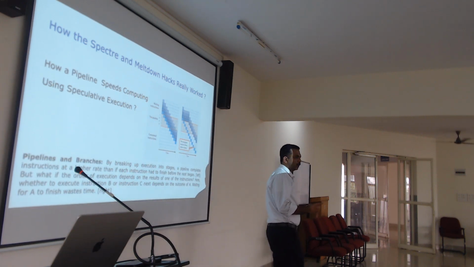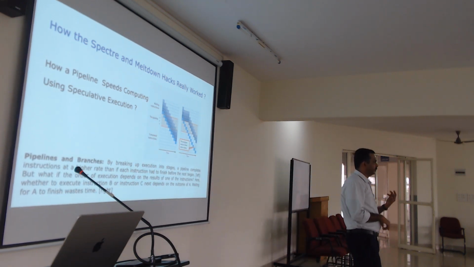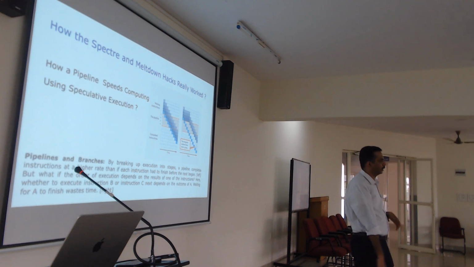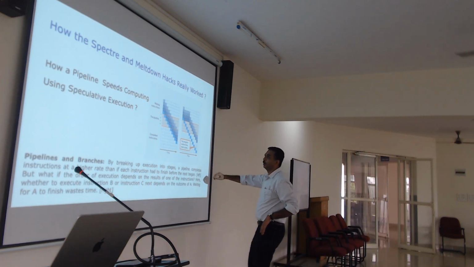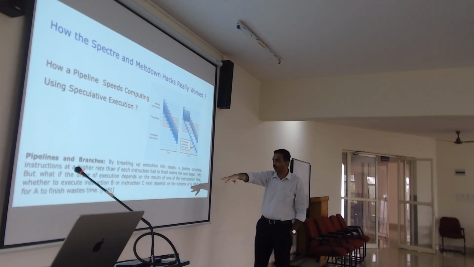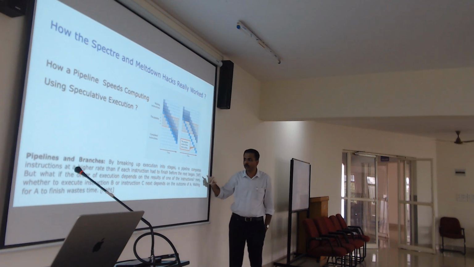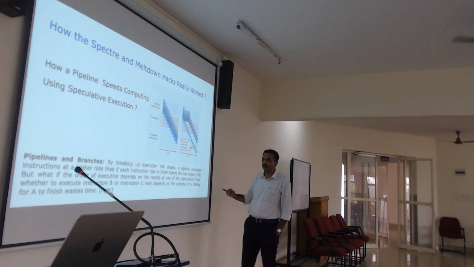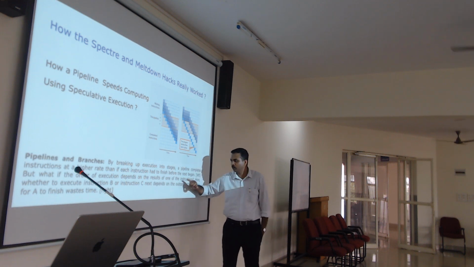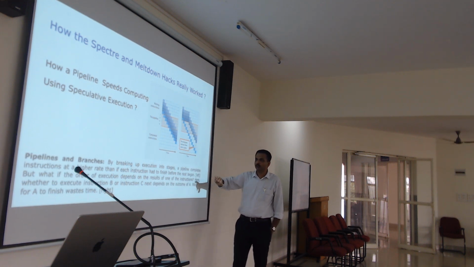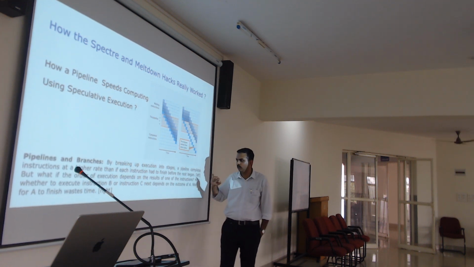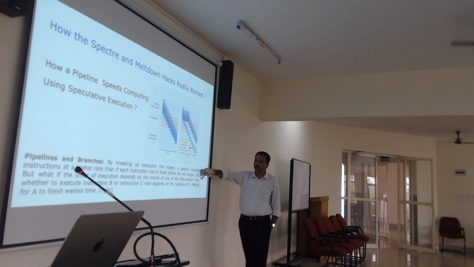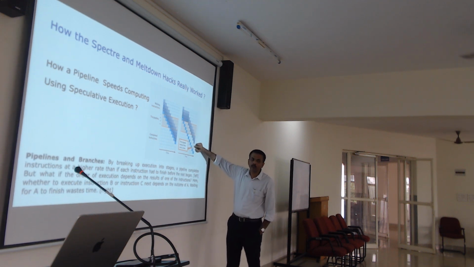I hope you know how your computer system works, right? You have fetch, decode, execute, three cycles. What happens in pipeline and branch is the regular process you do, right? Some of the instructions have to finish before the next one begins, whenever the execution depends on the results of one of the instructions. So instruction B or instruction C depends on the outcome of A, and they are waiting, which wastes time.